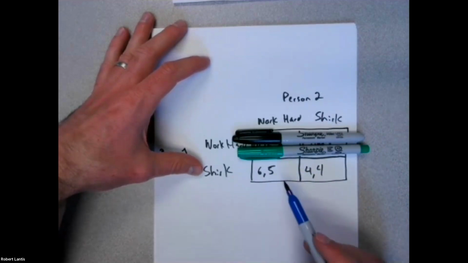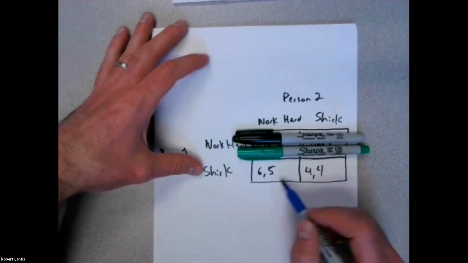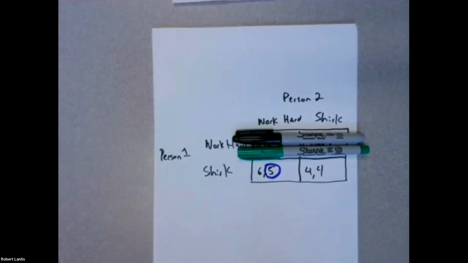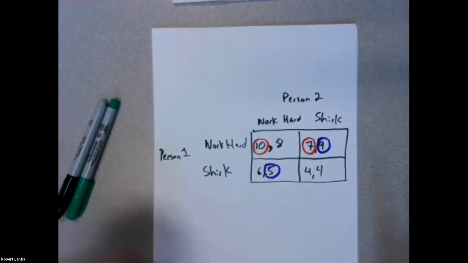Maybe we'll cut our wages. So if the other person is not working hard, person two should choose to work hard, right? It's a little bit better of a payoff. So where's my equilibrium here?